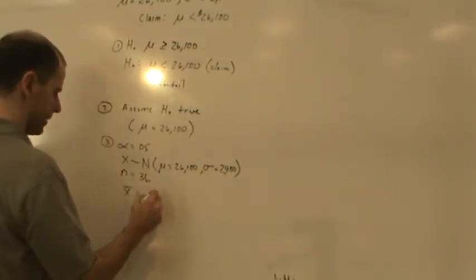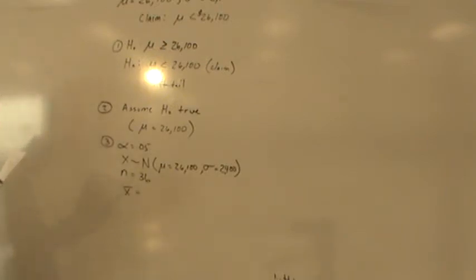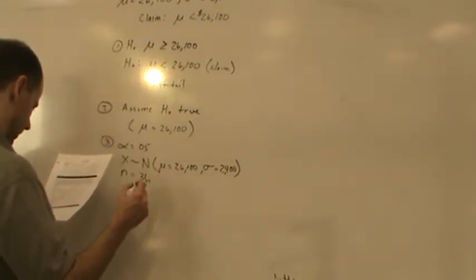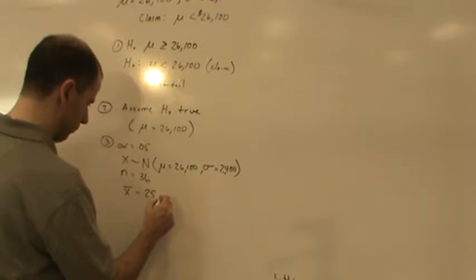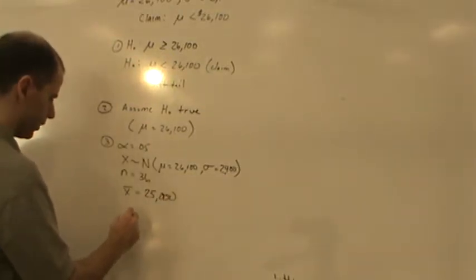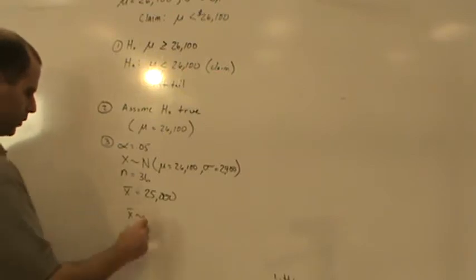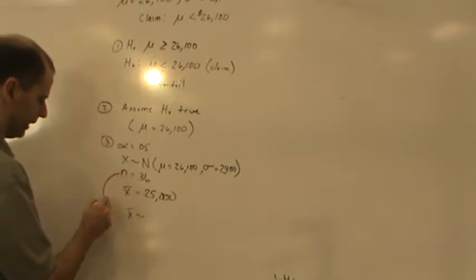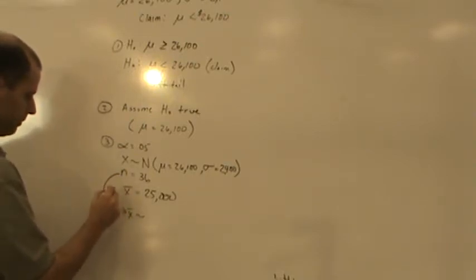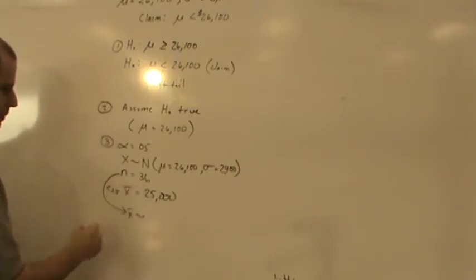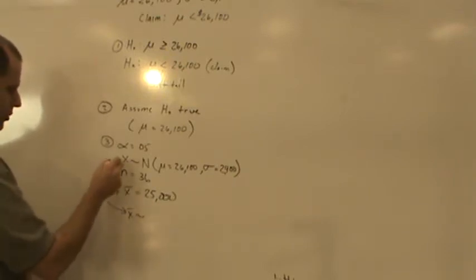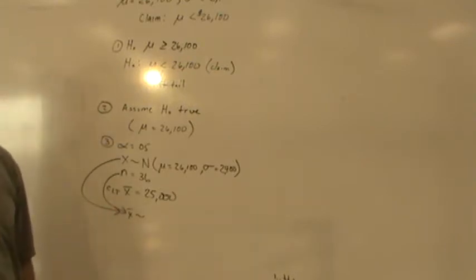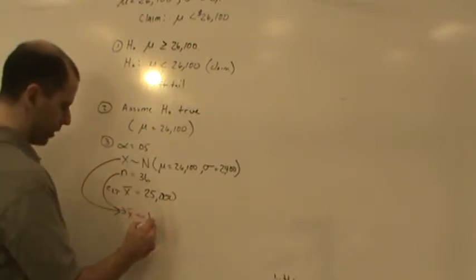Okay? So in this sample, the average for the 36 turns out to be $25,000. So that's the average. And we need to know the distribution of x bar. So the distribution is what? It's normal. Why? Well, the central limit theorem, right? n is at least 30, but also the population is normal. So we got it both ways, okay? So we know that x bar is going to be normal.